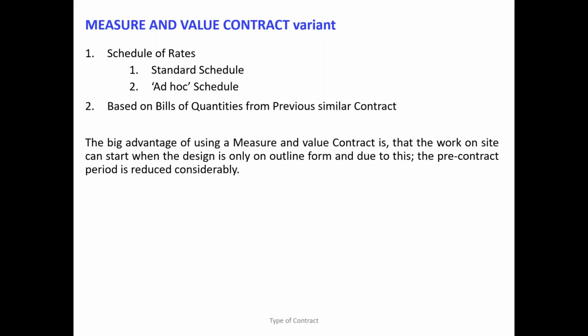So in the measure and value contract, we have a first variant based on the schedule of rates. Okay. So under this, we have 2 different variants: standard schedule and ad hoc schedule. Then we will see what is based on the bill of quantities from a similar previous contract. Now let us understand what a standard schedule is.